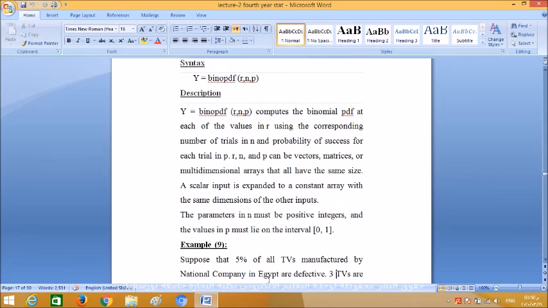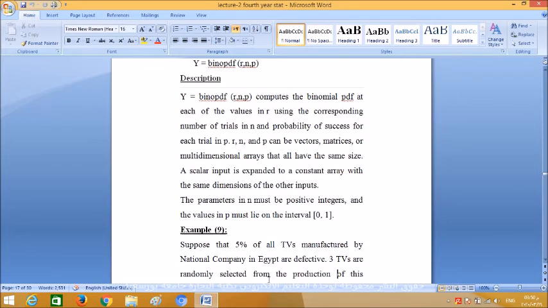Example 9. Suppose that 5% of all TVs, TVs means televisions, manufactured by the national company in Egypt are defective.